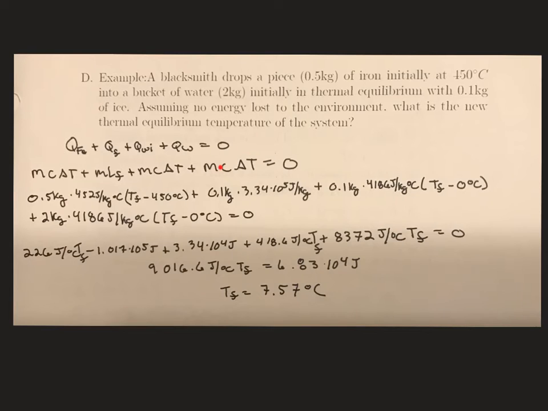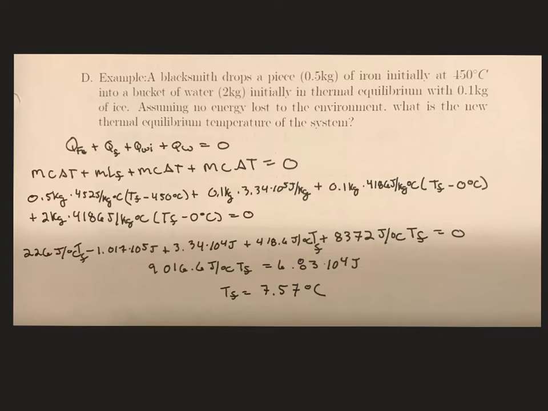And then we have the water that was initially at 0 degrees, and we know it's 0 degrees because it's in thermal equilibrium with ice. So the only way you can have ice and water be at thermal equilibrium is they're both at 0 degrees. So I then begin plugging in the values provided. So we have the mass of the iron times the specific heat of the iron, and then we have the final temperature minus the initial temperature.